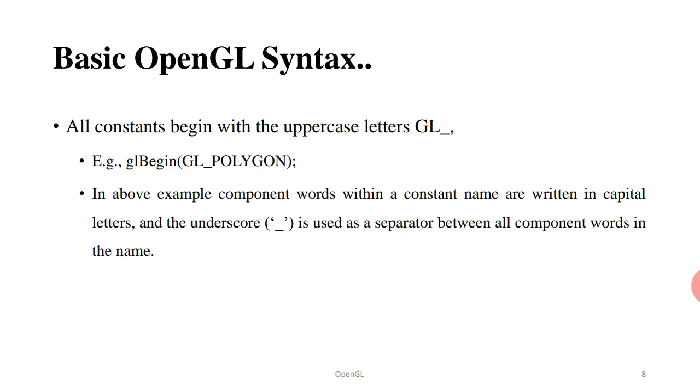Then all constants begin with uppercase letters like capital GL underscore. For example, glBegin is a function which takes the parameter GL_POLYGON. So here GL underscore is capital. In the above example, component words within a constant name are written in capital letters, that is GL_POLYGON, and the underscore is used as a separator between all component words in the name.